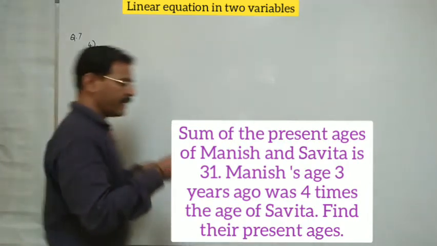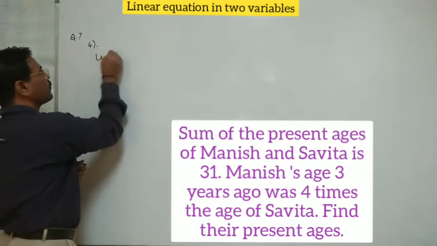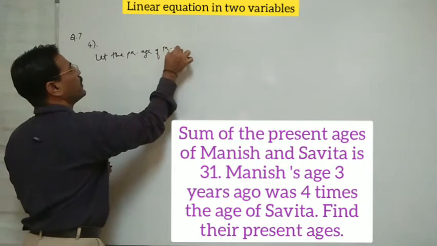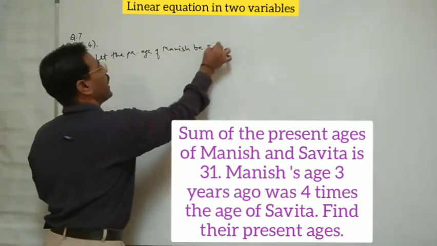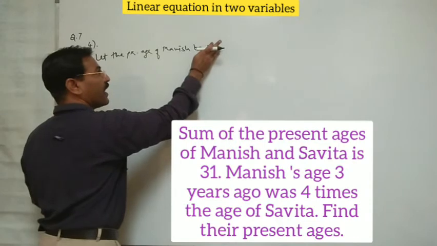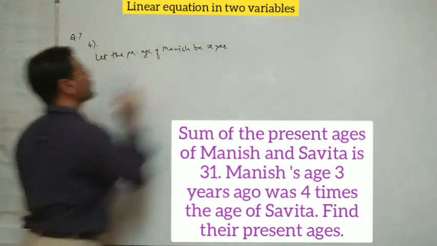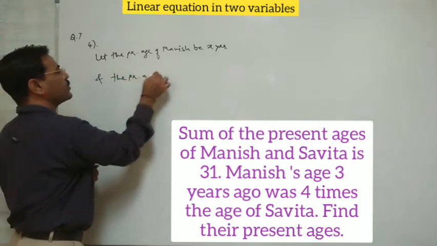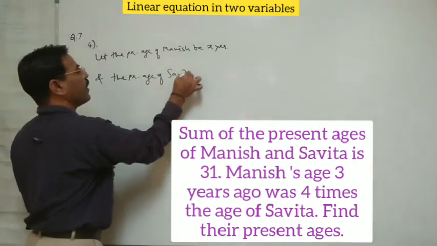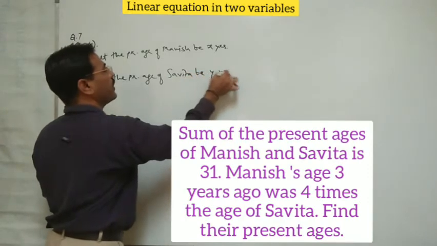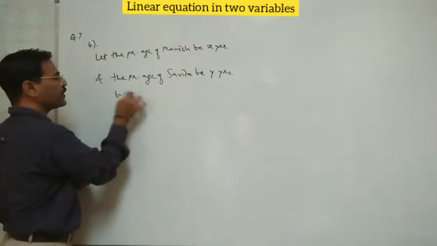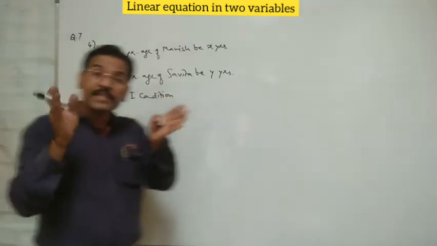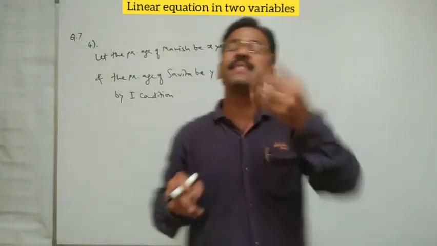See first, the present ages. Let the present age of Manisha be x years. Don't write rupees, write years. And the present age of Savita be y years. See, by the first condition, what can we write? The sum of their present ages is 31.